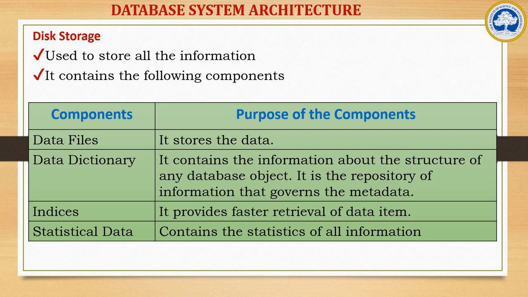Data files are for storing the data. The data dictionary contains the information about the structure of the database. It's like a repository of information, like metadata. The index provides faster retrieval of the data, like the index we maintain in books. Similarly, statistical data contains all the statistics of the information.